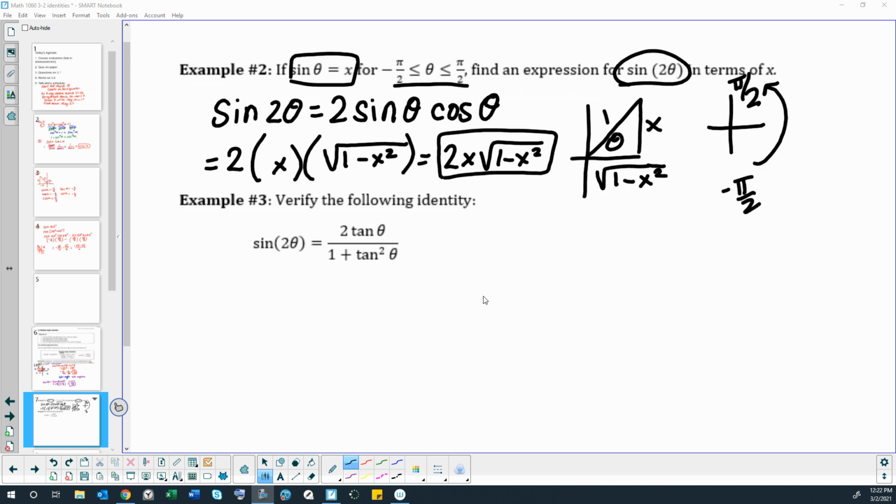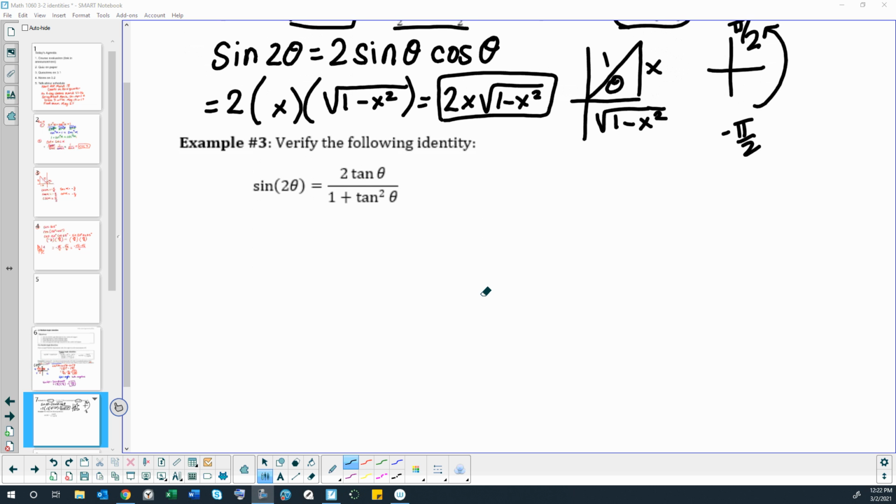Okay, question 3. Let's verify the following identity. We're going to start with the right-hand side this time because it is much more complicated than the left-hand side. So start with the right-hand side, and since our answer wants to be sines, I'm assuming we should probably change our tangents to sines and cosines. So I'm going to start by changing this tangent to sine theta over cosine theta.